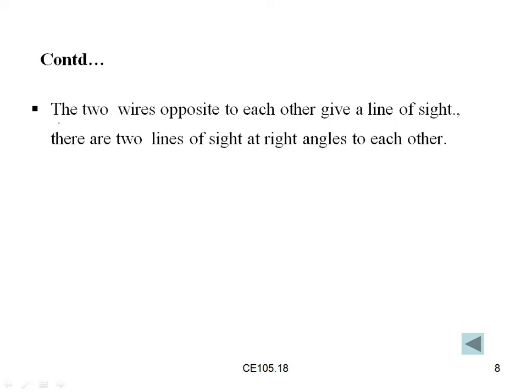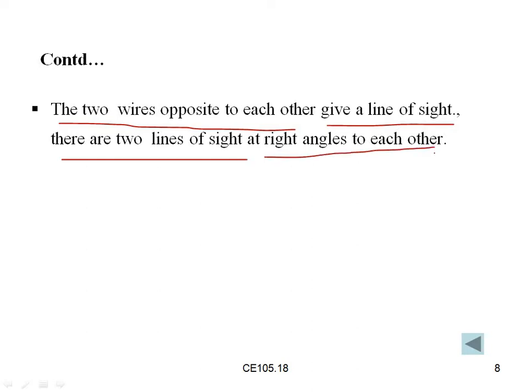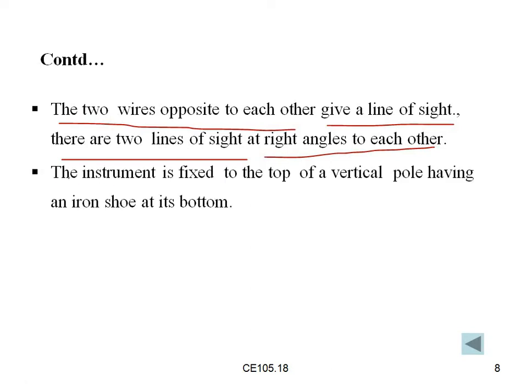Here the two wires opposite to each other give a line of sight. There are two lines of sight at right angles to each other. The instrument is fixed to the top of a vertical pole having an iron shoe at its bottom. So the instrument is at the top on a vertical pole, but at the bottom it will have an iron shoe, so that it will be fixed in the ground.